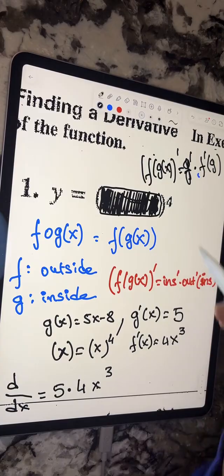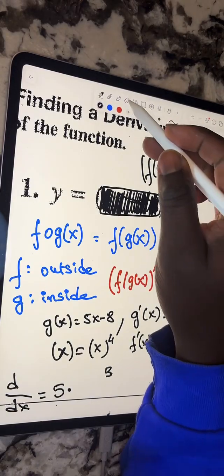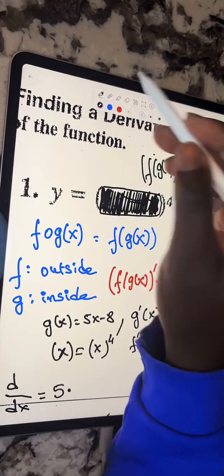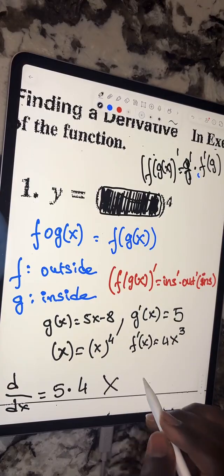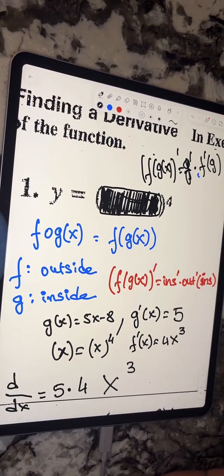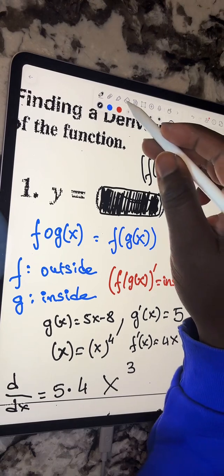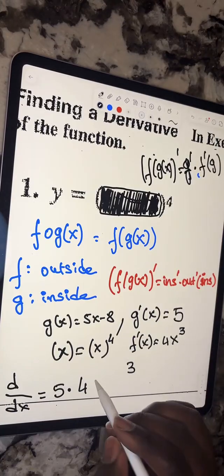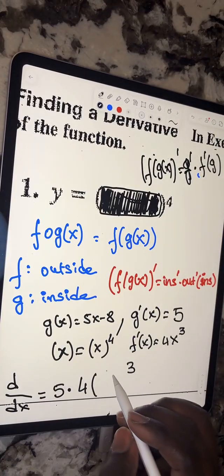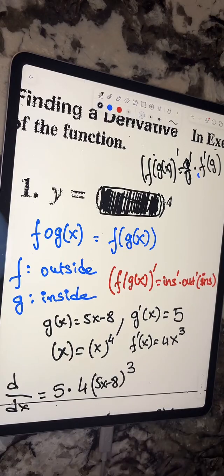So this is what I'm going to do. Be patient with me. I'm going to go step by step, so we all understand this. So 4 times x to the power of 3. This is f prime. But since we're doing f prime of g of x, a composite function, I will replace x by g of x. What's g of x? G of x is 5x minus 8. Boom. Here's my answer.